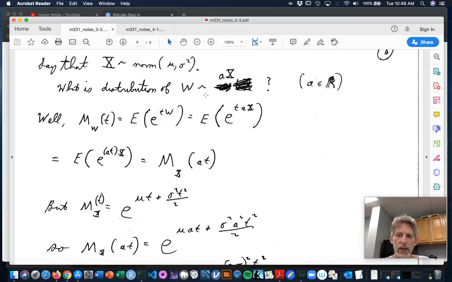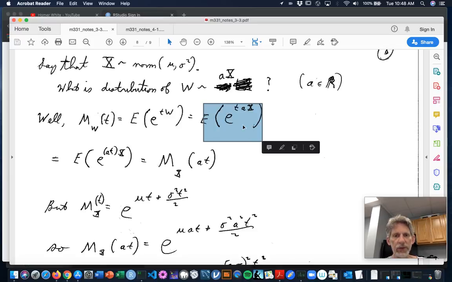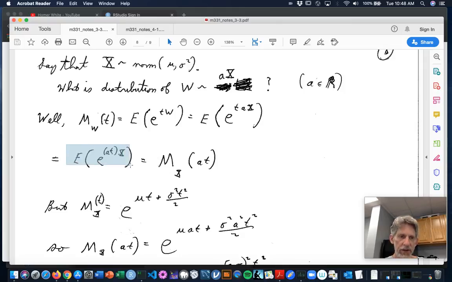Well, how about we look for the moment generating function of this new random variable? So I'll call it W. I want the moment generating function of W, and of course that's got to be a function of any real number t. So I do the expected value of e to the t capital W. So that's the expected value of e to the t a times capital X. I could just put parentheses around the at. And I realized, that's the definition of the moment generating function of X at the value at.